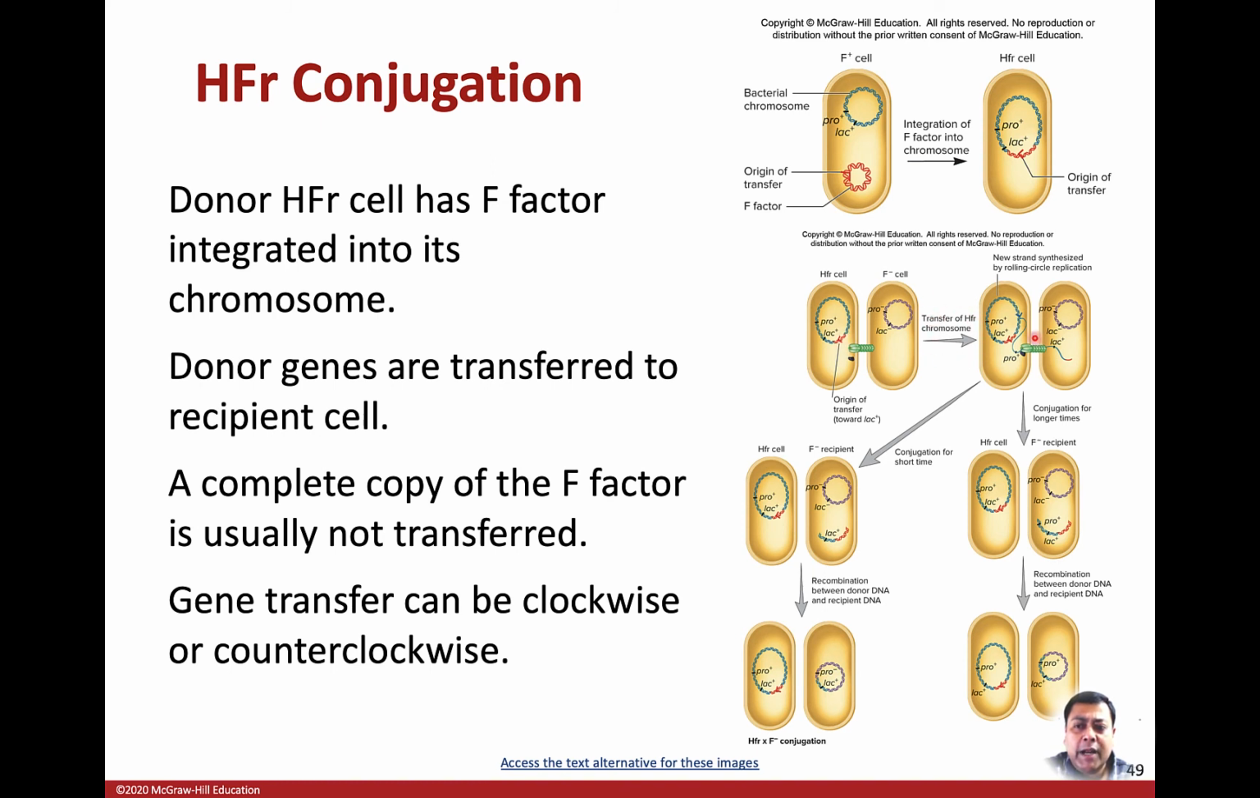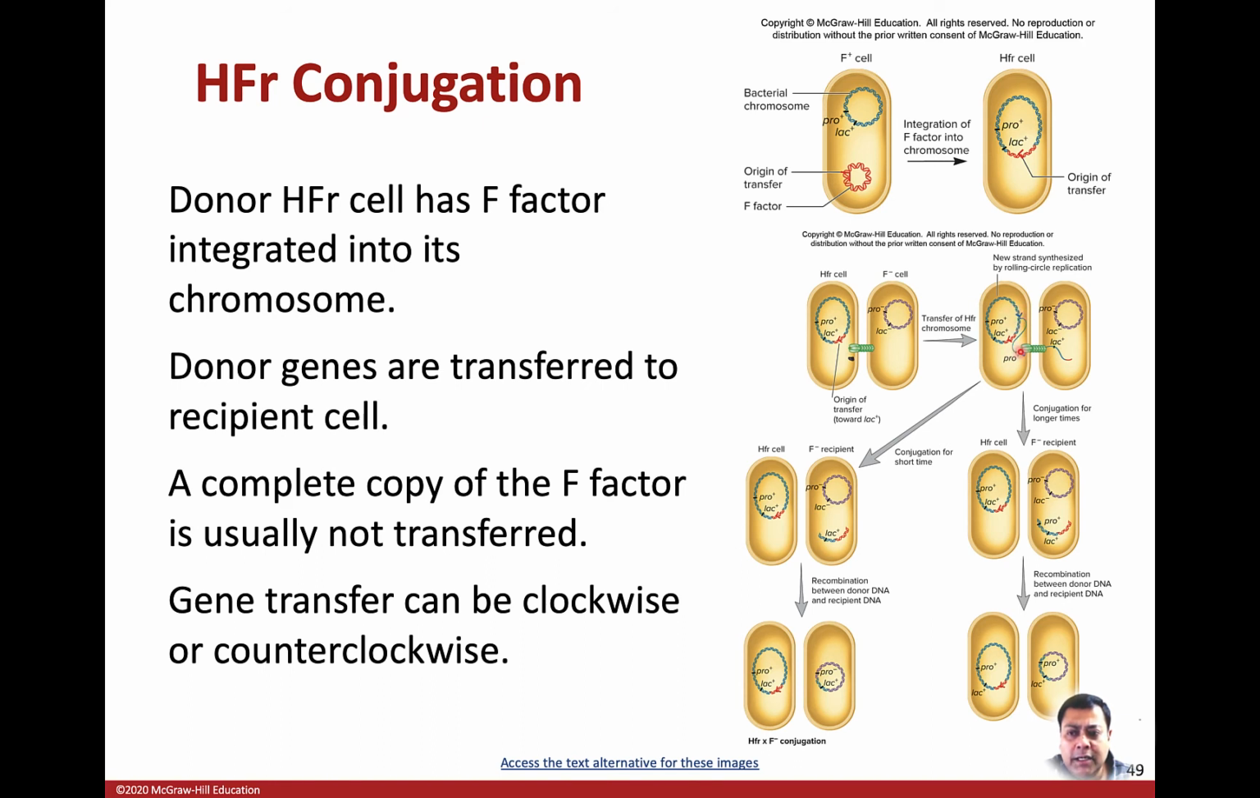Remember that this red portion right here will have the origin of transfer, or oriT. So it can start making a single-stranded DNA after a nick, either in this direction, which is clockwise, or it can go in the anti-clockwise direction. So it started from here and it tries to go all the way up to here. And you can see that this red portion started from here, and then it got the lac plus at this point.